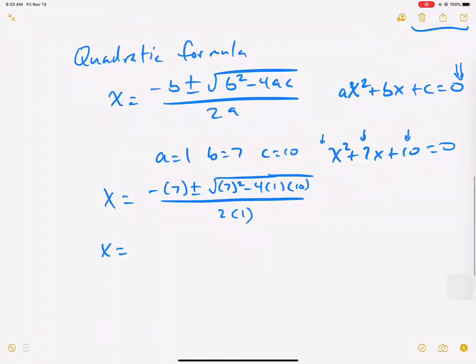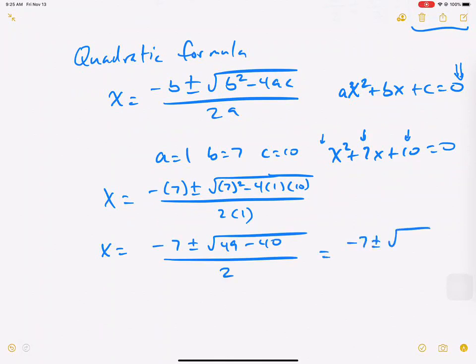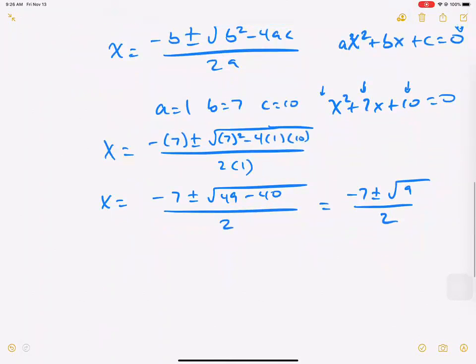So x equals negative 7 plus and minus the square root of 49 minus 40, all over 2. And negative 7 plus and minus the square root of 49 minus 40, which is 9, all over 2. And we can keep on going. The square root of 9 is 3. x equals negative 7 plus and minus 3 over 2. Oh my gosh, there's so much writing. And we're left with negative 7 plus 3.